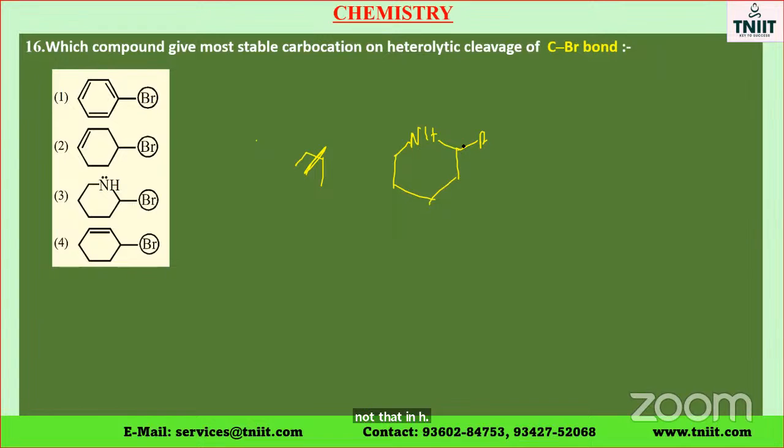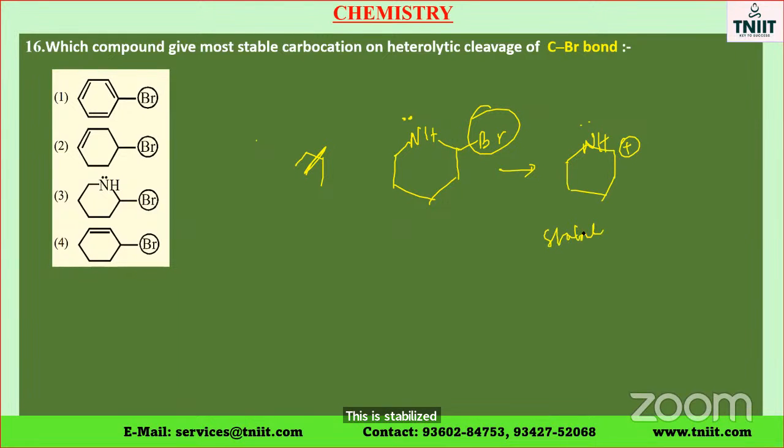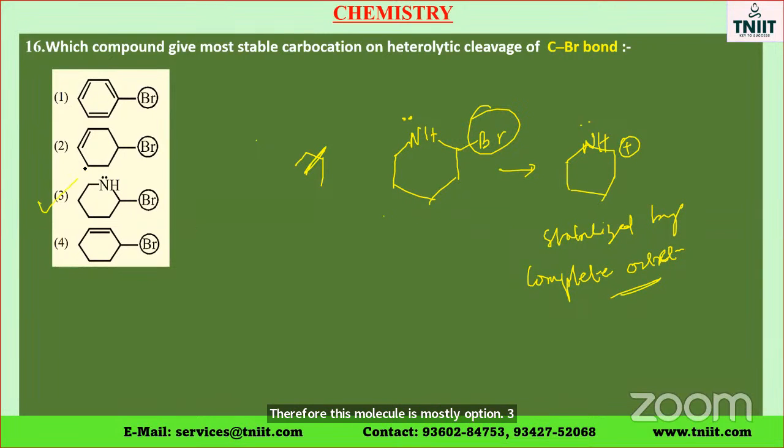This is a bromine. Nitrogen has a lone pair of electrons. Now what happens is, if this bromine is lost, we get NH here with a lone pair of electrons, and we have a positive charge on this carbon. This is stabilized by the lone pair, giving a complete octet state. Therefore, this molecule is more stable. Option 3 is more stable.